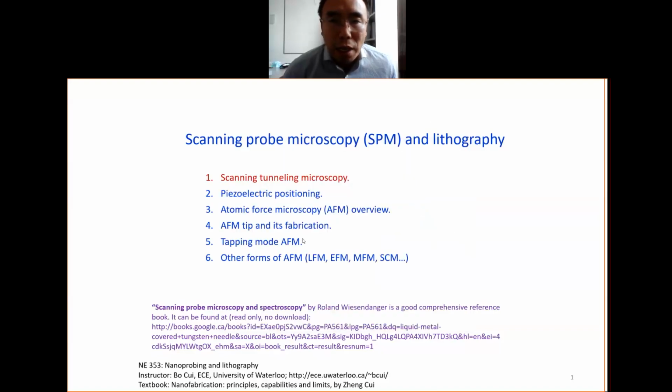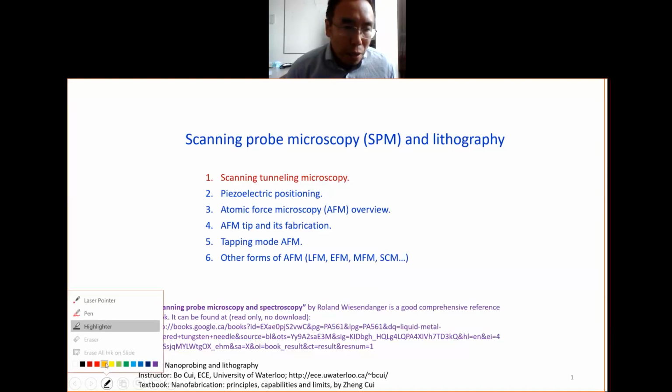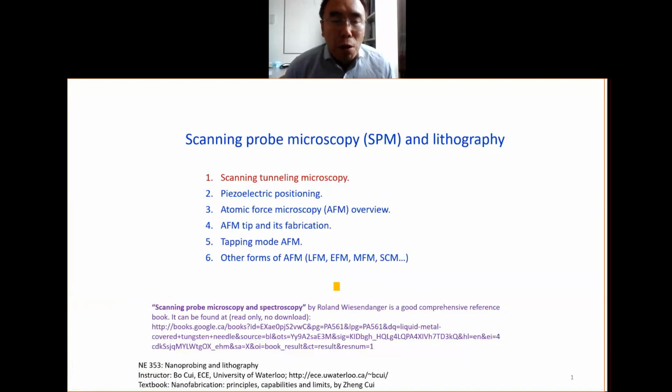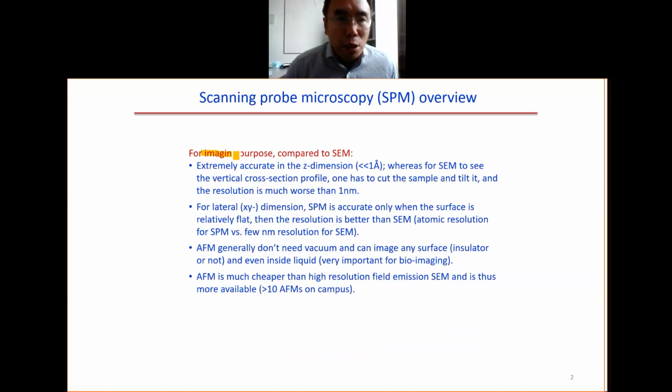So now let's look at the next chapter, which is scanning probe microscopy and lithography. Before we talk about lithography, first of all, we want to talk about the microscopy, that is the imaging. For the imaging, we have to compare it with the ICM. For the vertical direction, the Z direction, AFM or STM are a lot more accurate than the ICM.